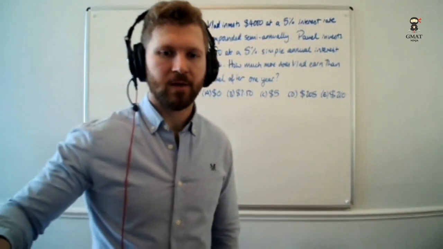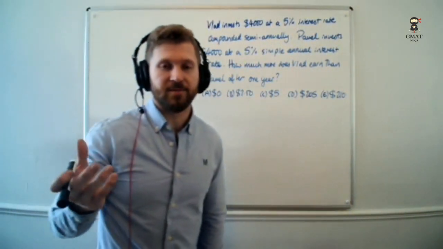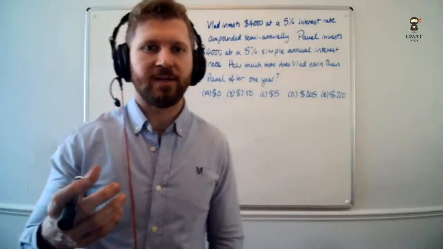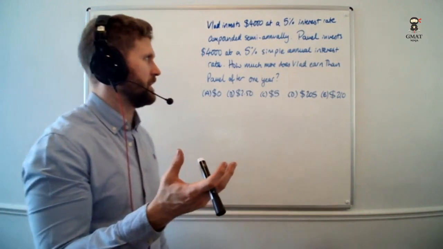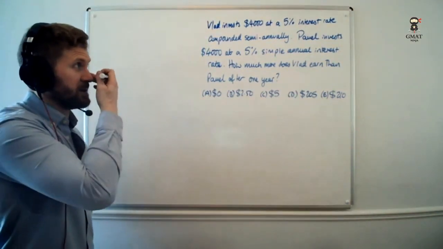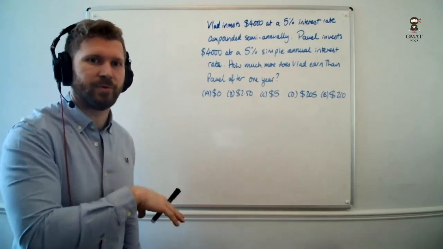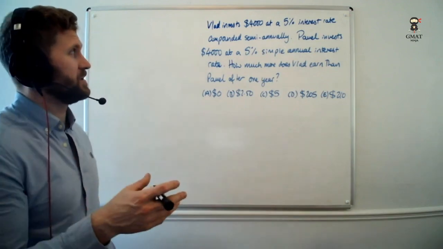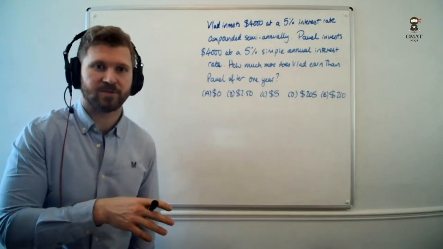All right, so we're beginning to look at interest rates now, which obviously comes under the banner of percentages. First thing I want to take a look at is what the difference is between a simple interest rate and a compound rate. So we're going to use this question in order to drive this. I'm actually going to look at Pavel's investment first, and then we'll look at Vlad and his compound interest. So Pavel invests $4,000 at a 5% simple annual interest rate.